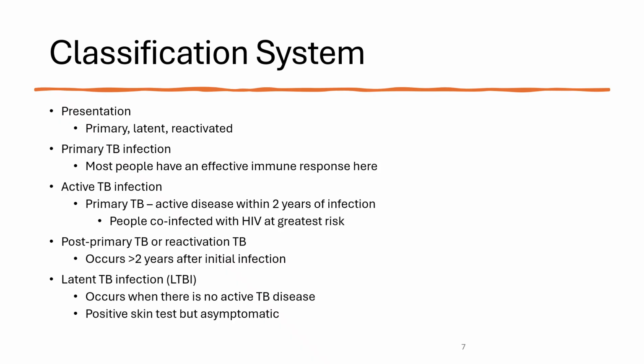Post-primary TB or reactivation TB is defined as TB disease occurring 2 or more years after the initial infection. If the site of TB is pulmonary or laryngeal, the person is infectious and can transmit the disease to others. Latent TB occurs in a person who does not have active TB disease. People with LTBI have a positive skin test but are not symptomatic. They cannot transmit the TB bacteria to others, but can develop active TB disease later on.